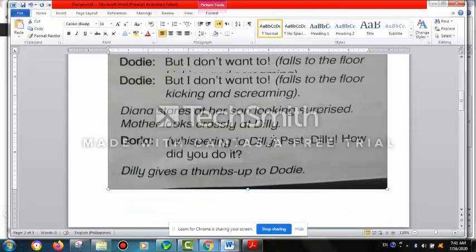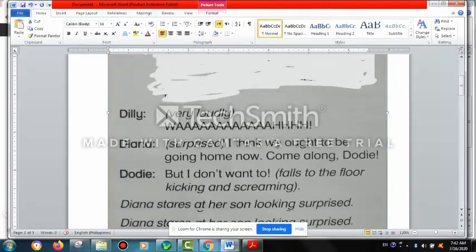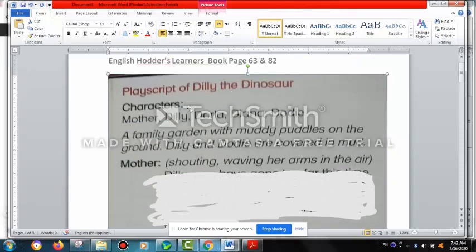If we're going to go here, this is on page 82. From the extract number 8 on page 63, it was transformed. It was put into a Playscript. So now the book tells us the title, the Playscript of Dilly the Dinosaur. The book also wrote the characters of the story: Mother, Dilly, Dorla, Diana, Dodie. So this is the part of the setting from that extract: family garden with muddy puddles on the ground. Dilly and Dodie are covered in mud.